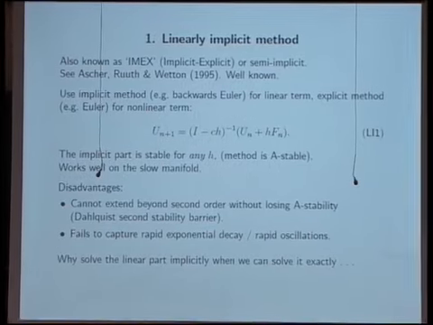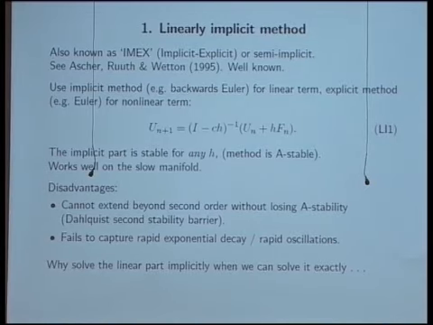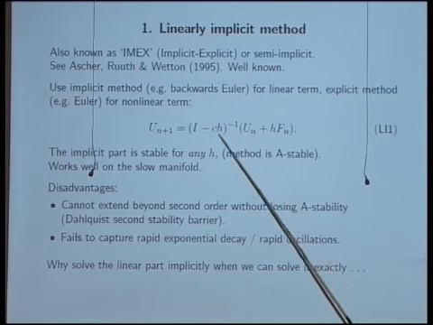So the first approach we might try is what's called the linearly implicit method, where we solve the linear term implicitly and the nonlinear term explicitly. So it's sometimes called IMEX or semi-implicit method. So the simplest method of this type would be to use backwards Euler on the linear term and forward Euler on the nonlinear term. So if you do that on our toy equation, u dot equals cu plus f, we end up with this formulation, which is called the first order linearly implicit method. And this implicit part that uses the backwards Euler is A-stable, so it's stable for any step size h.